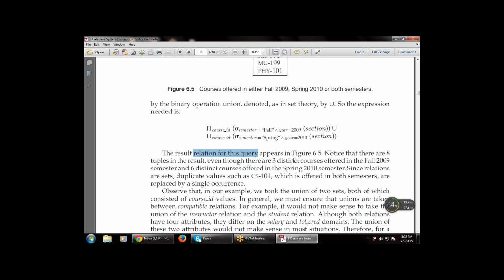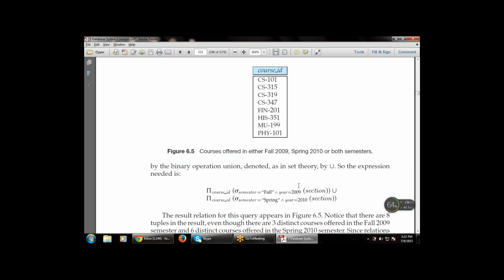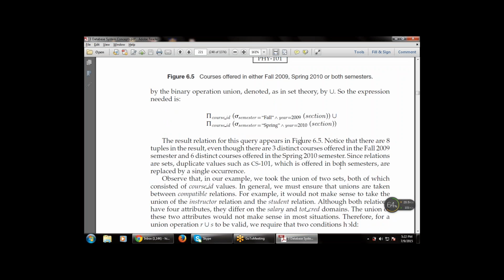The result relation for this query appears in Figure 6.5. So this is the output that is given, that is the courses offered in the fall 2009 or the spring 2010 or the combination of both semesters. Notice that there are 8 tuples in the result.